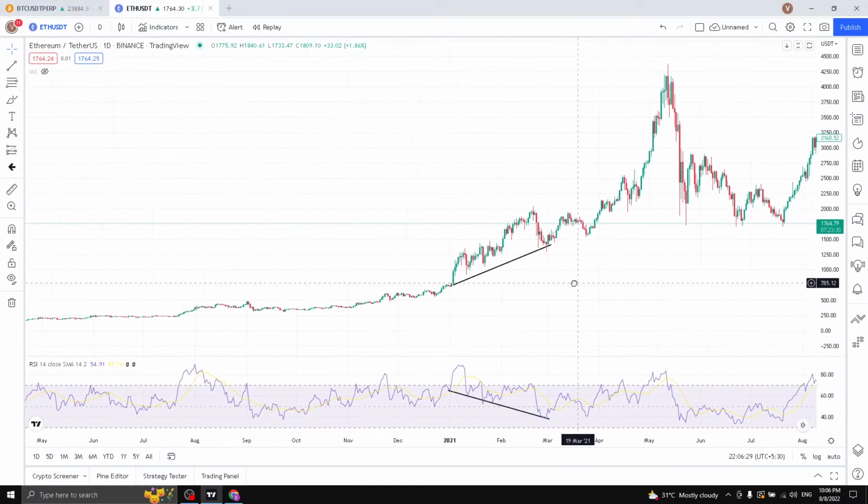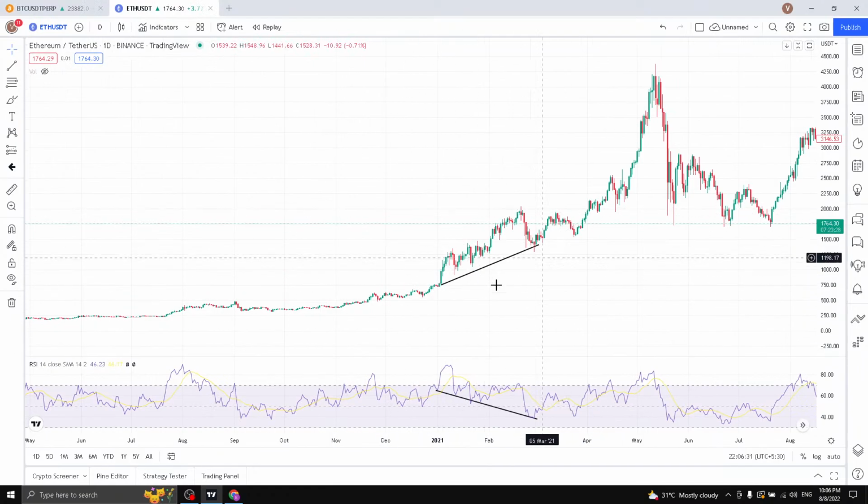Let's check out Ethereum. Okay, so this is a hidden bullish divergence. I'll explain a little bit about hidden divergences. Hidden divergences are used to find continuations in the trend. They are not used for reversals like normal divergences. They are used to find short term weaknesses. There you basically enter the short term weakness in a continuing trend.